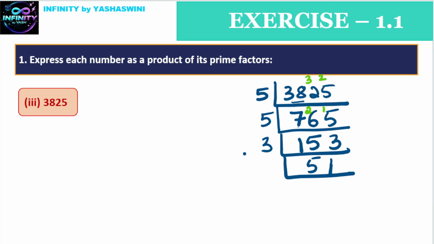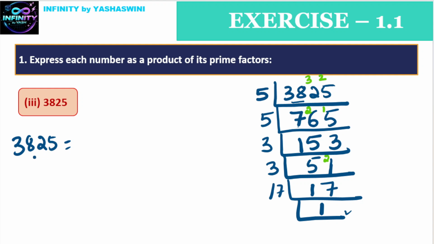6 comes in 3 table, so it is divisible by 3. 1 time is 3. Now 2 is the remainder, so it becomes 21. 7 times 3 is 21. 17 is not divisible by any number. It is divisible by 17 only because it is a prime number.